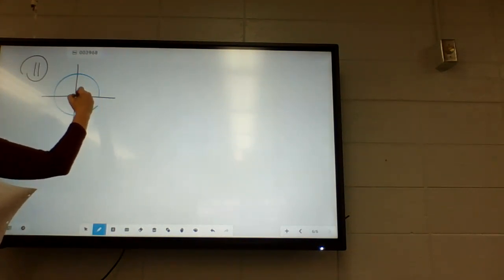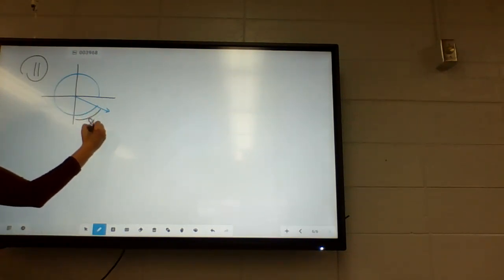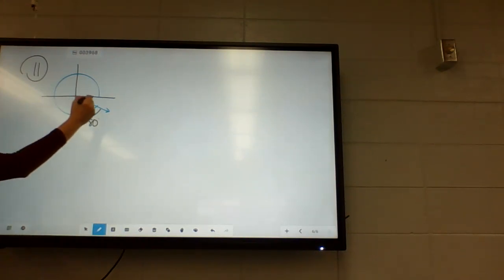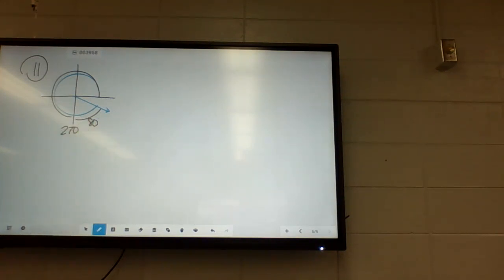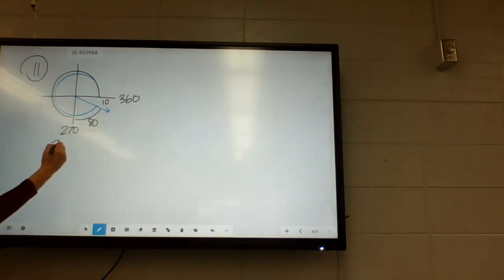In these drawings, they give you some information, but sometimes it's not super useful information. So they tell us this is 80. It's just different information than we're used to getting. So a couple different things you can do with that. If I count, this is 270. This is 80 past 270. Or I could notice that this is 10 short of 360. So either way you look at it, you end up with 350 degrees.